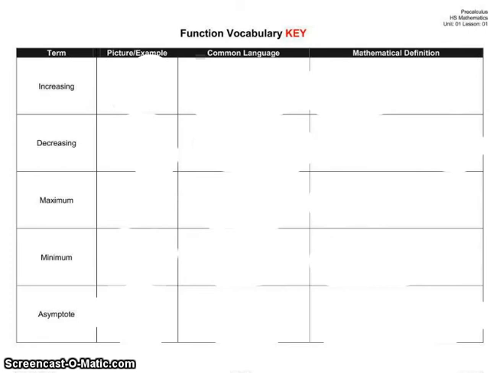Hello class, today we will be reviewing function vocabulary. The first word is going to be increasing. For our picture, notice how the picture is rising. For our common language, the common language says goes up from left to right.